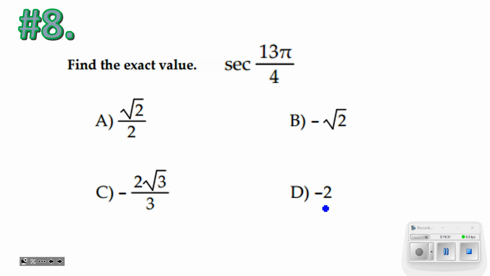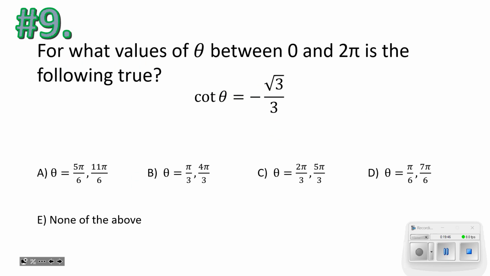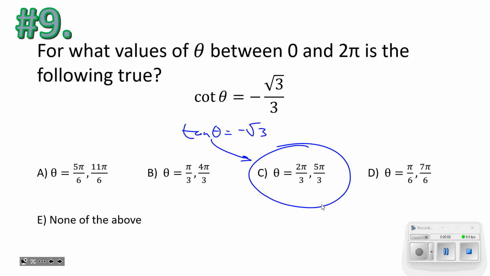Find the exact value. You want to consider cosine of 13 pi over 4, and then flip that result. Cosine of 13 pi over 4 is -√2 over 2, so that's going to take us to the reciprocal, -√2. Finally, cotangent of theta is -√3 over 3. The place where that is true, 2 angles. The place where tangent of theta is just negative root 3? That would be asking the same question.